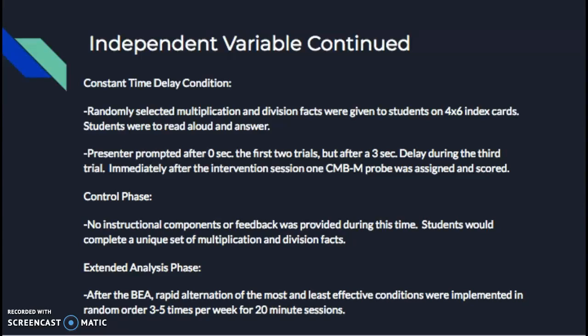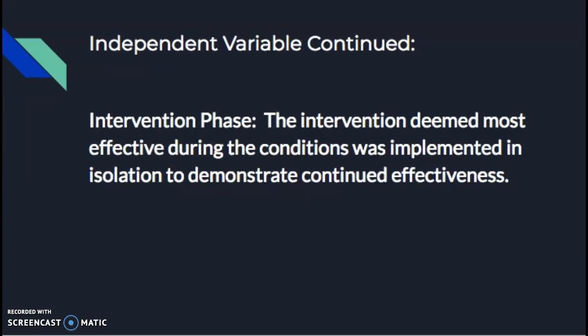Next was the control phase, and this is where no instructional components or feedback was provided, and the students would complete a completely unique set of multiplication and division facts. Once they went into the extended analysis phase, after the BEA, rapid alternation of the most and least effective conditions was implemented in random order 3 to 5 times per week for 20-minute sessions. Then the students reached the intervention phase. The intervention deemed most effective during the conditions was implemented in isolation to demonstrate continued effectiveness.